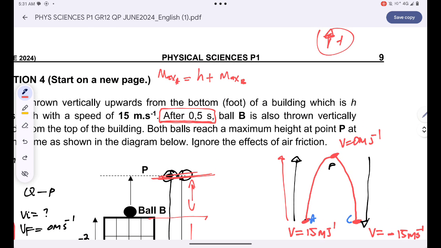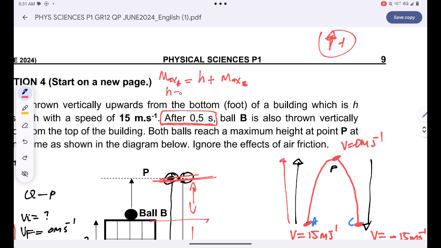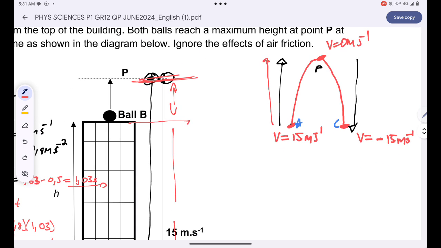So that simply means that for me to find h, I just need to subtract the two maximum heights: the maximum height at A minus the maximum height at B. And then I will find the height of h. So I think it will be easier for me to find the maximum heights.